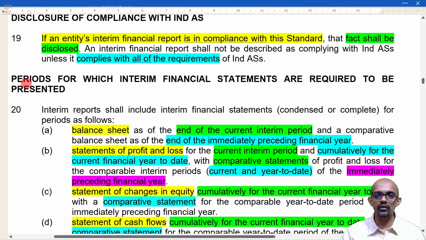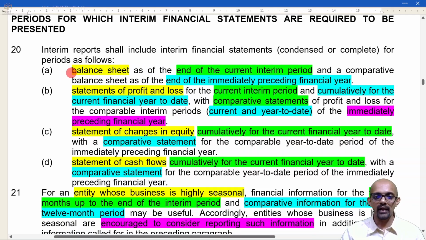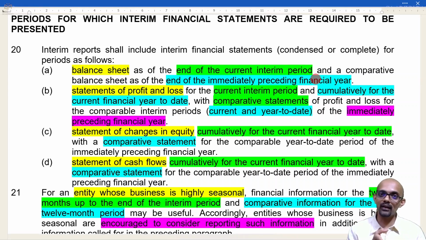Next, this is one of the most important paragraphs in this Ind AS: the periods for which the interim financial statements should be presented. For the balance sheet, there are two balance sheets: the end of the current interim period and the end of the immediately preceding financial year. It is not the end of the current interim period for the previous year. It is the end of the immediately preceding financial year. Right. Previous year end and current interim period ending.